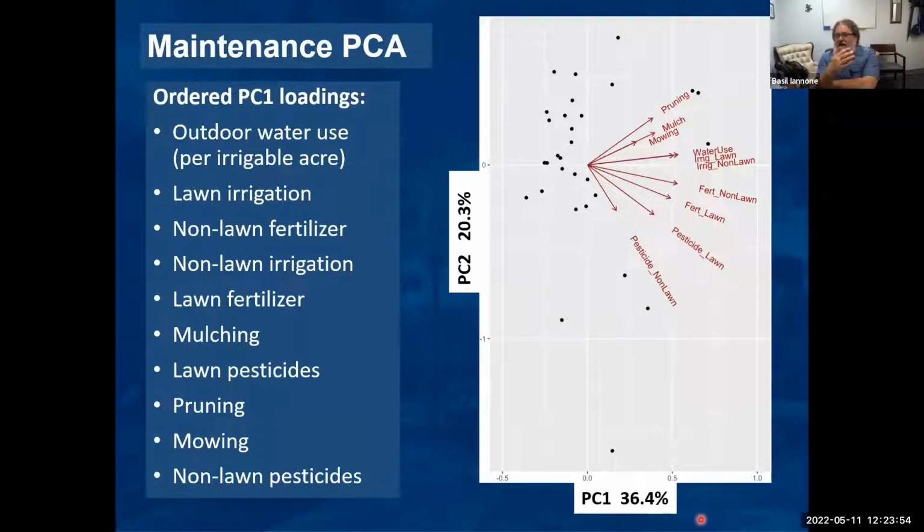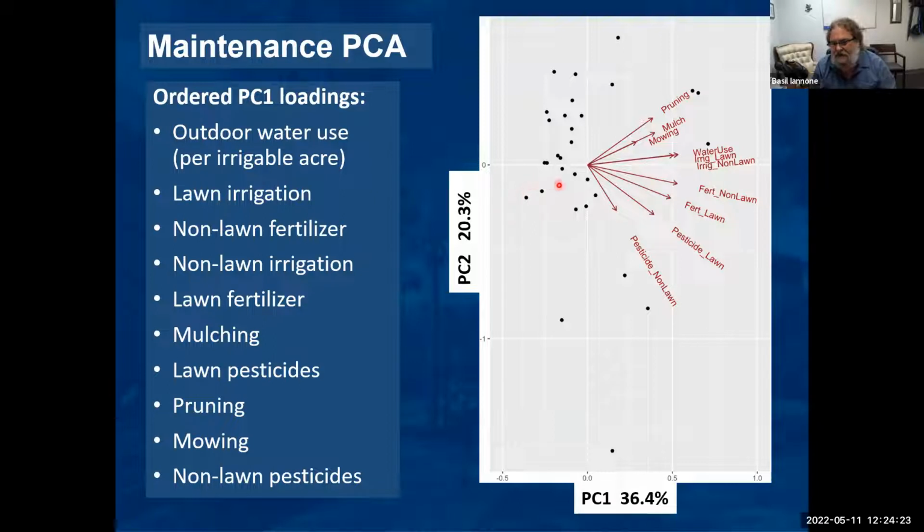Then we looked at the maintenance data from these 30 homes, and we came up with this principal coordinates analysis, and I'll walk you through what this means. Basically, the dots on this graph are individual homes, and the closer they are to each other, the more similar they are in all the landscaping practices we asked them about. So these 2 homes are very similar. This dot here versus this dot here are least similar. Does that make sense? Hopefully that makes sense.